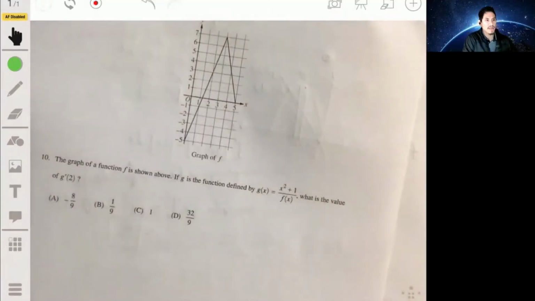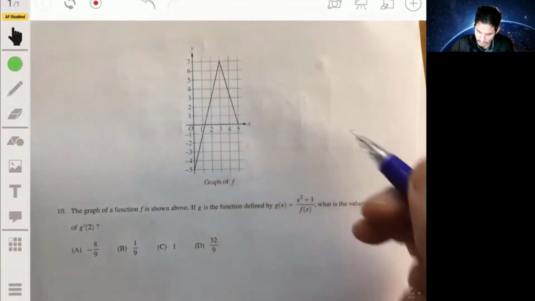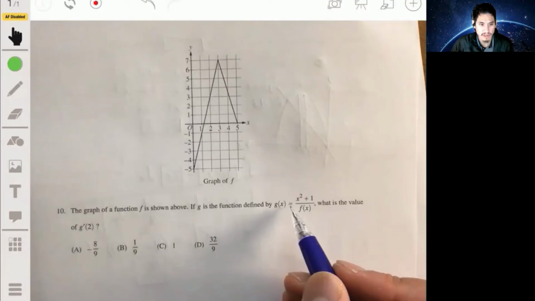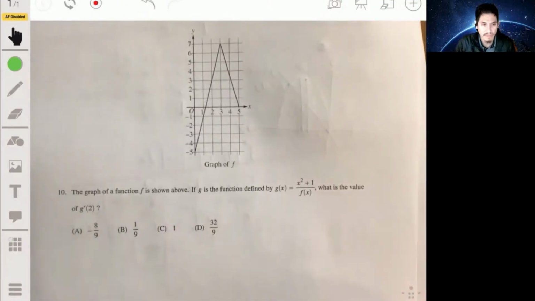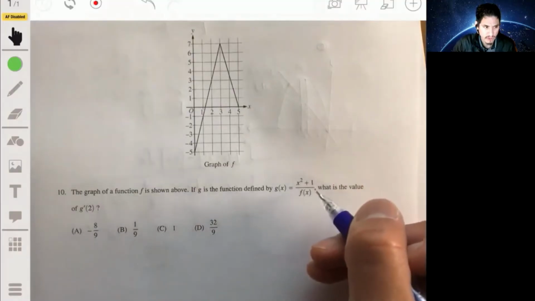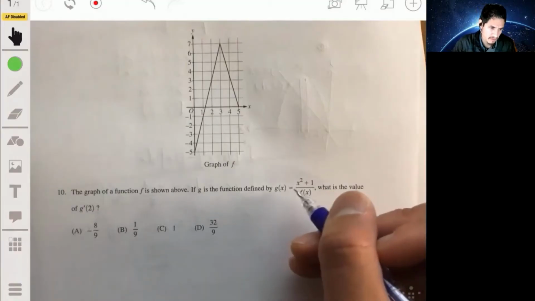Right, number 10. So here we're given the graph of f. And you're given that g is equal to x squared plus 1 over f of x. We have to find g prime of 2. So we're going to basically use the quotient rule to express what g prime of x will be. Then we just plug in 2 for x.